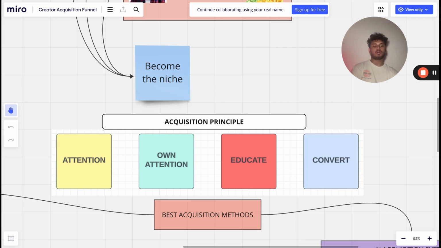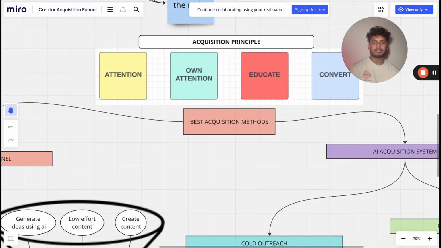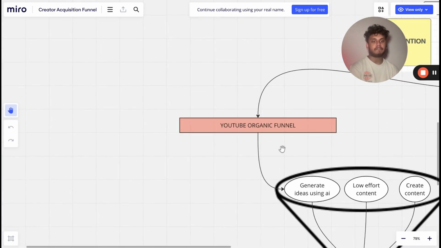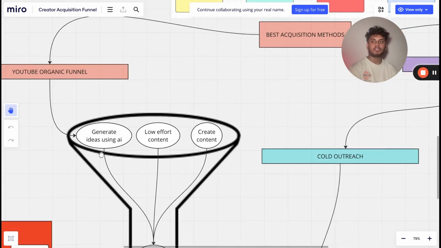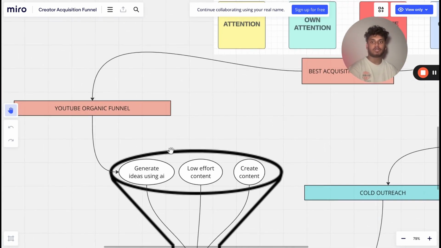I will show you how this works in detail, but for now you can just understand the overall idea. Our creator acquisition method includes two types of acquisition processes which any service-based business, coaching or consulting business can use to acquire clients. Number one is the YouTube organic funnel, so acquiring clients organically through YouTube. This is the main funnel which we will focus on.